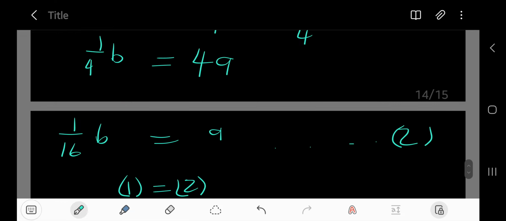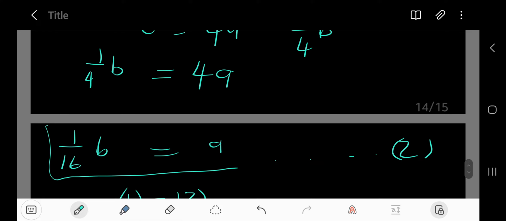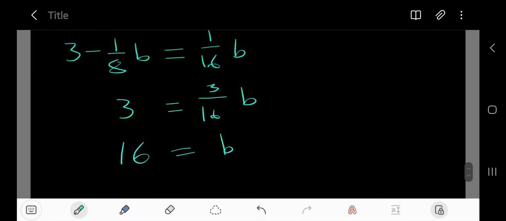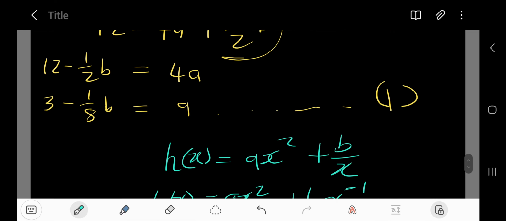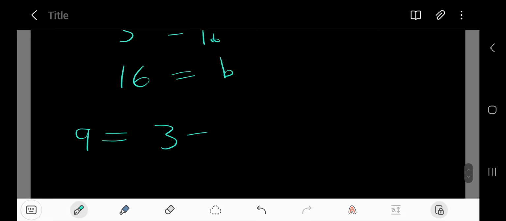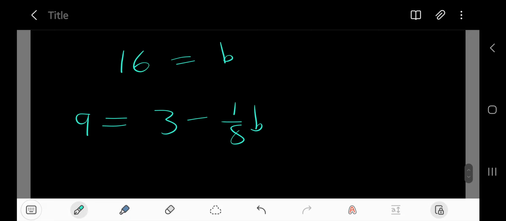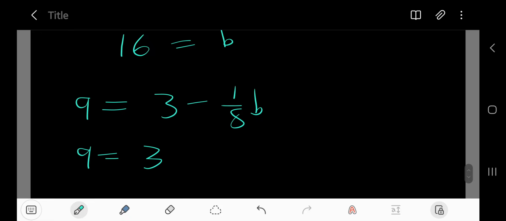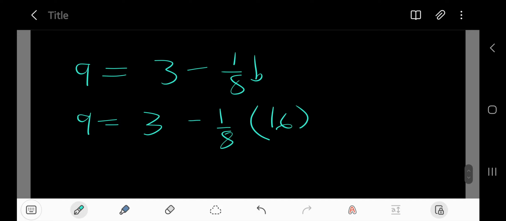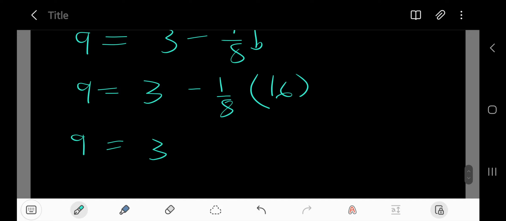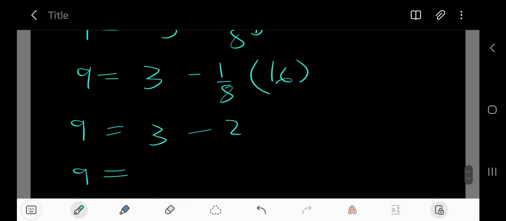So now that my b is equal to 16, and remember we've already expressed a in terms of b, we can just find the value of a. Remember, I want to use the one at the top. Hold on, where is it? Yeah, we had a is equal to 3 minus 1 over 8b. But now I have the value of b, so a is equal to 3 minus 1 over 8, my value of b is 16. So 3 minus 2, a is equal to 1.